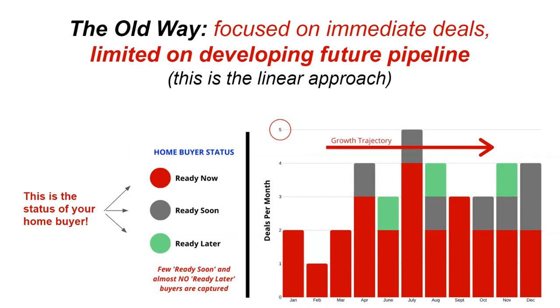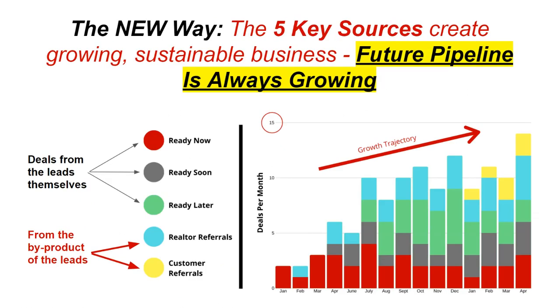So hopefully all this is sinking in. But here's another way to look at it, right? So this is the old way. This is what most people are doing right now, the linear approach, right? They're just focused on immediate deals. They have a very limited future pipeline that extends past two, three, or four months. And so what happens is almost all their business comes from ready now, and they have nothing building up. What we want to show you to do with this program is change this whole paradigm, right? Create a growing, sustainable business, because your future pipeline is constantly growing and growing and growing and growing.